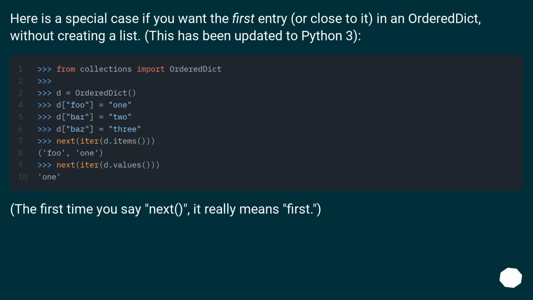Here is a special case if you want the first entry, or close to it, in an OrderedDict, without creating a list. This has been updated to Python 3. The first time you say next, it really means first.